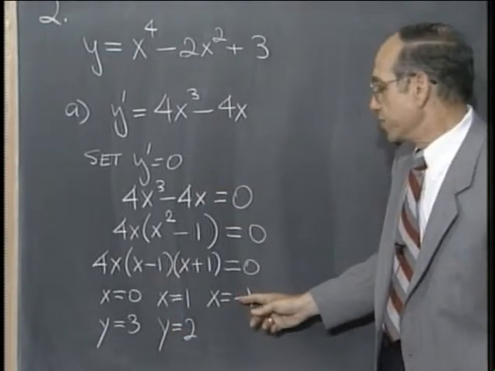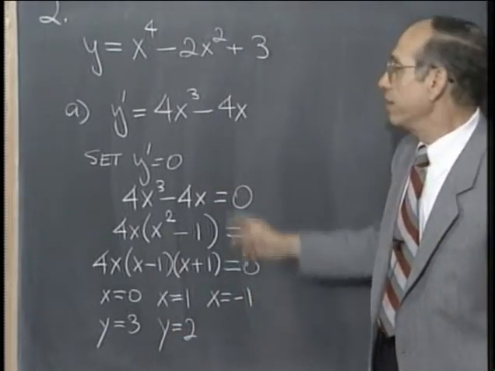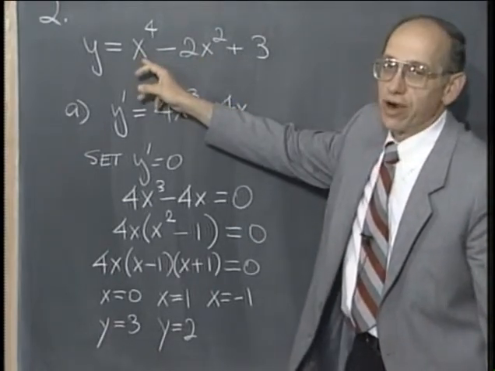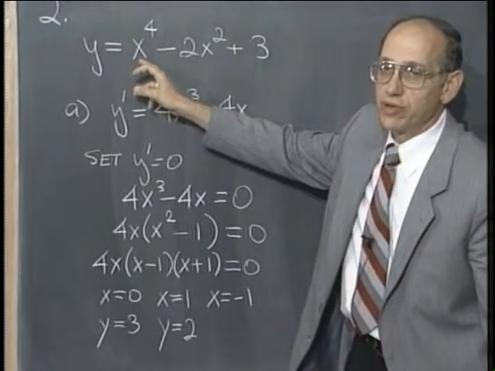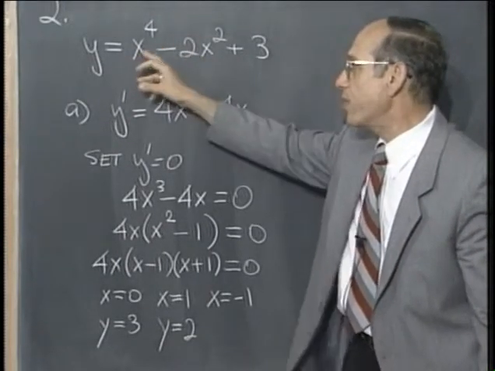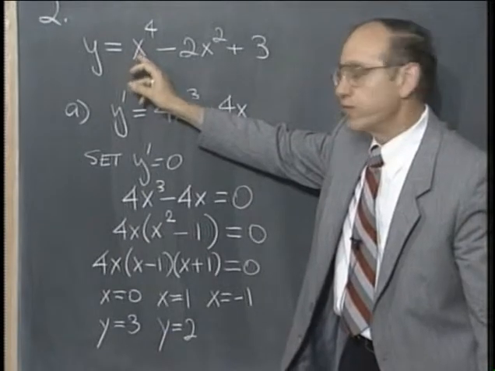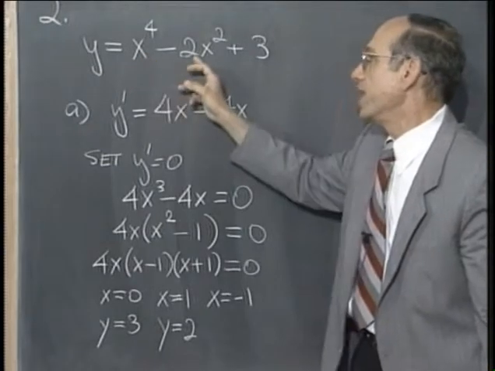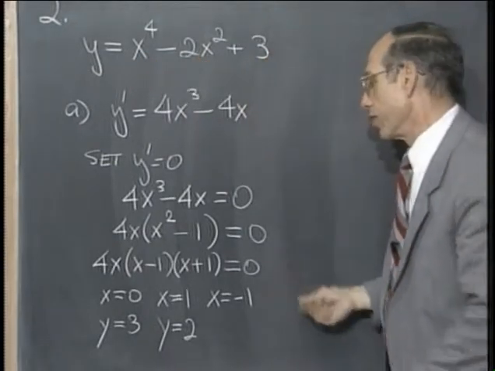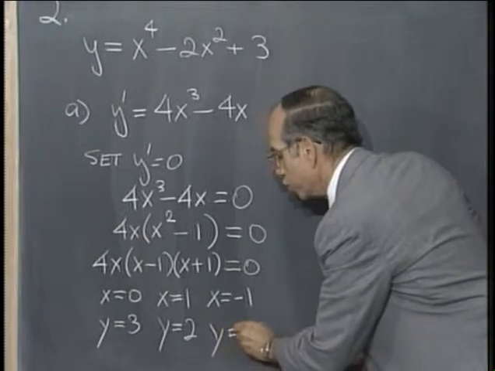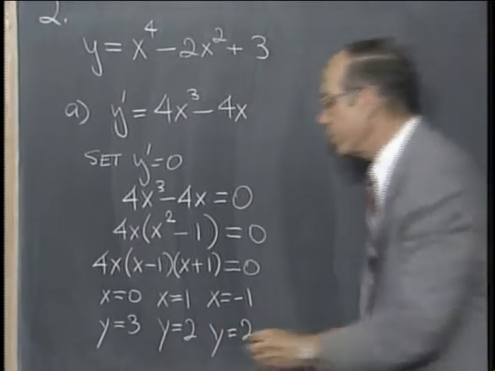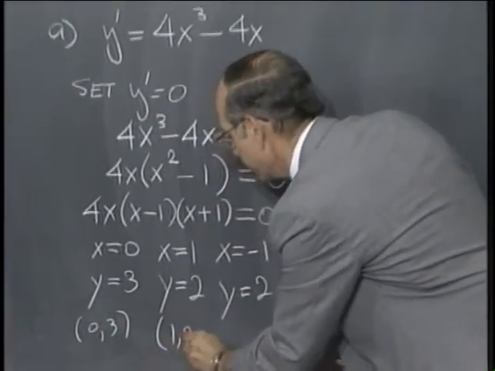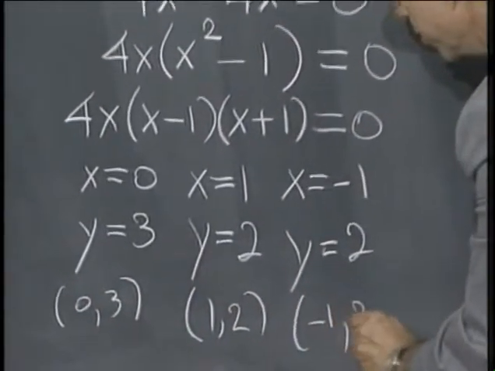Interestingly, when we substitute x equals minus 1 for the third point, you see we have x to the 4th and x squared. Both of those are going to give you plus 1 when you substitute minus 1 because it's an even power. So x to the 4th, minus 1 to the 4th, is 1. x squared, minus 1 squared, is 1. So again, we have 1 minus 2 plus 3, or in other words, y is equal to 2. So we have 3 critical points, and they are (0, 3), (1, 2), and (minus 1, 2).